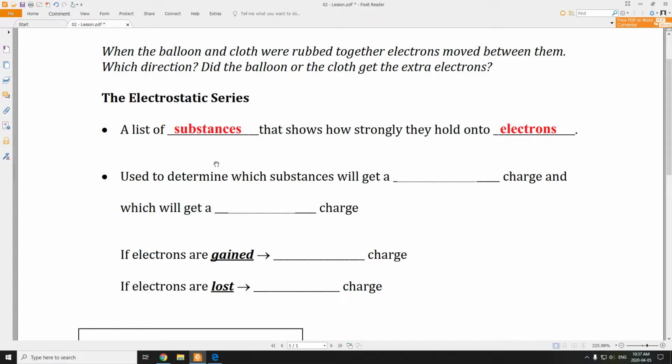So before doing an experiment, we can use it to determine which substances will get the electrons and get the negative charge, and which ones will lose the electrons and get the positive charge. And just as a reminder from last lesson, right? If the object is getting electrons, it has more negatives, so it's the negative object. And if the object is losing electrons, it's losing negatives, it will become positive overall.